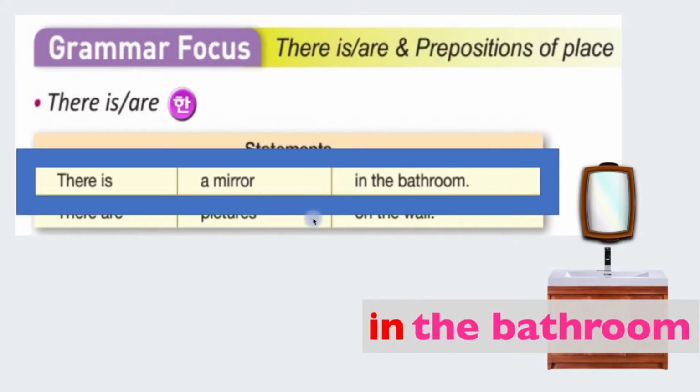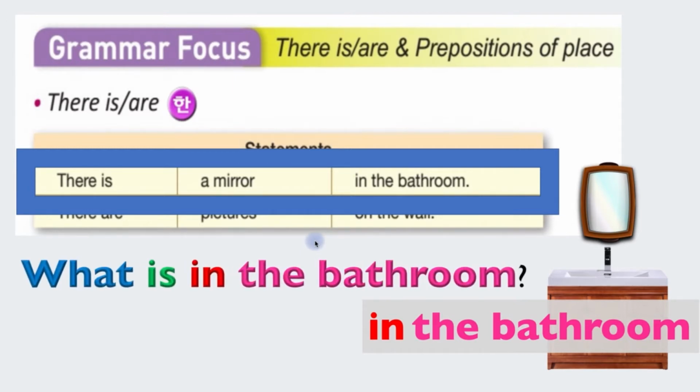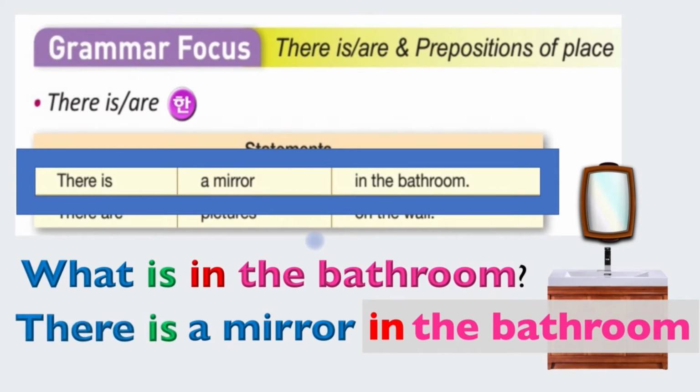All right. And so the grammar here is using the question word what. So what is in the bathroom? What is in the handbag? And they'll say, a mirror is in the bathroom. There is a mirror in the bathroom. So here the question has changed to use what. And with what, you can use there is.